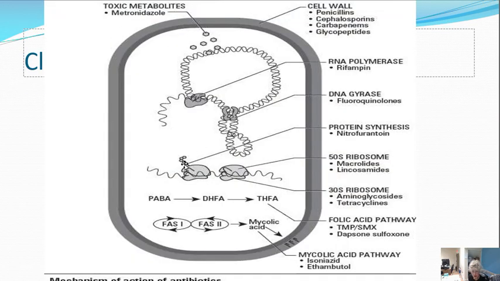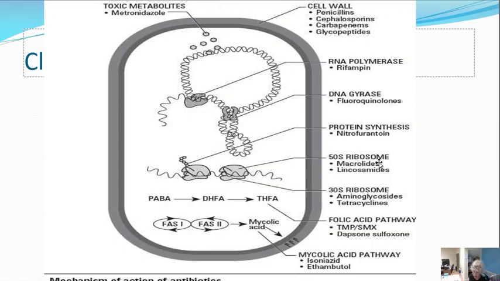And this just goes over where protein synthesis is blocked. So here are your toxic metabolites of metronidazole. Cell wall: your penicillins, your cephalosporins, your carbapenems, and your glycopeptides. RNA polymerase, here's your rifampin. DNA gyrase and topoisomerase, here are your fluoroquinolones. Protein synthesis, here's your nitrofurantoin.